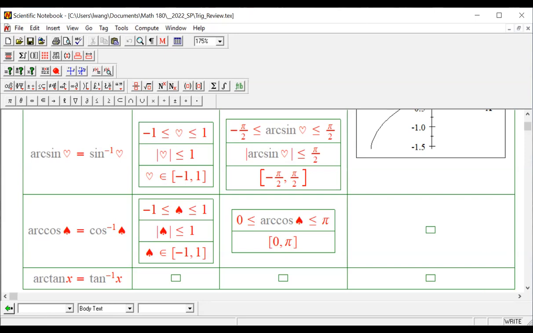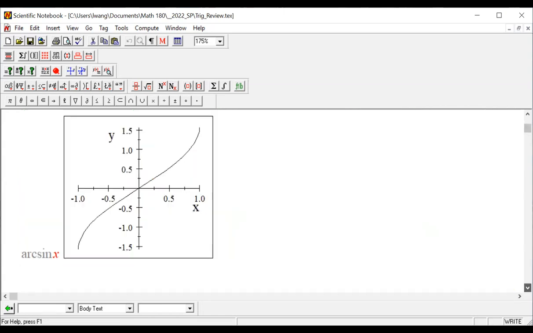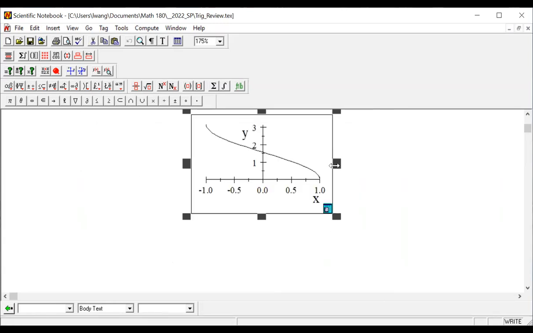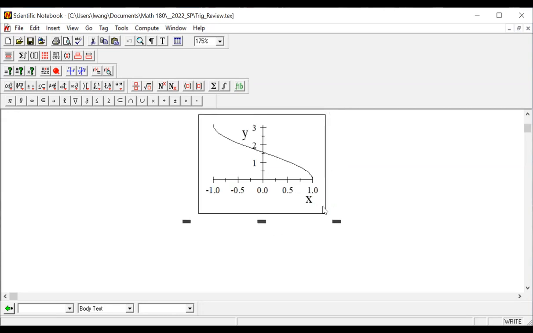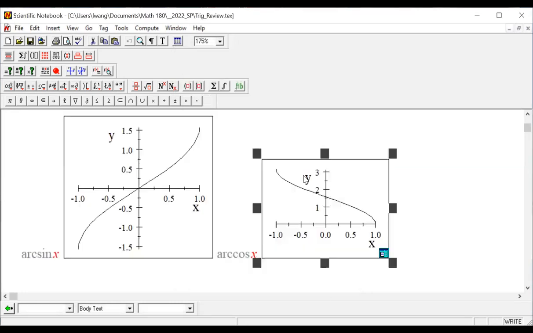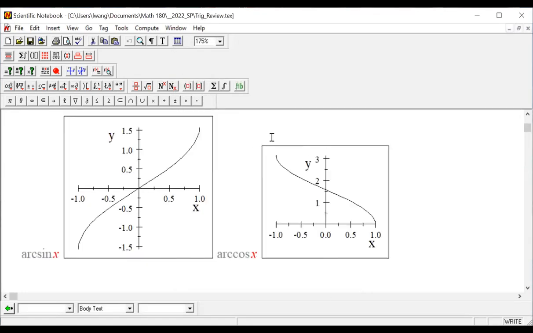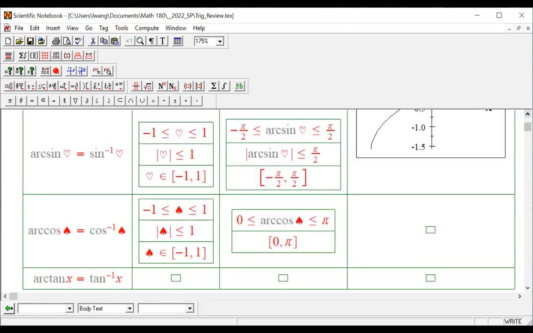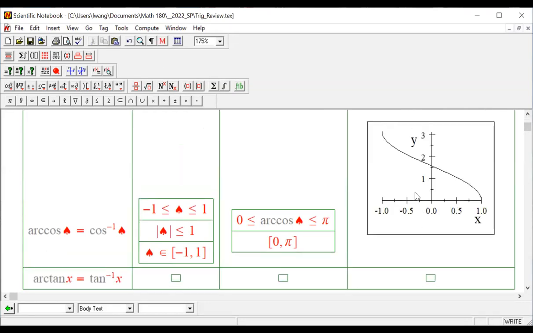Okay. And the arc cosine curve, of course, we can get it. Arc cosine x is going to be a picture that we've done before. You can see this picture tells the words about its domain and range. And there we go, so we have that picture right here for arc cosine.